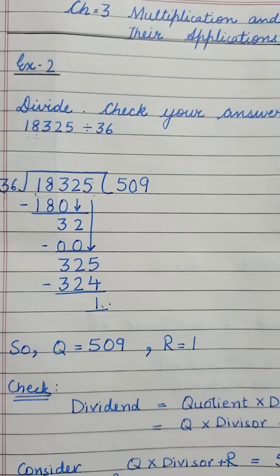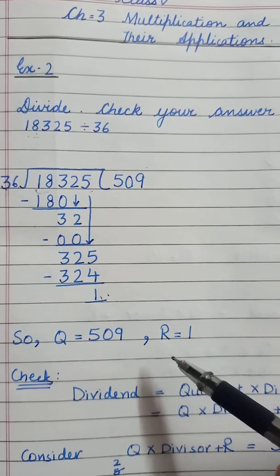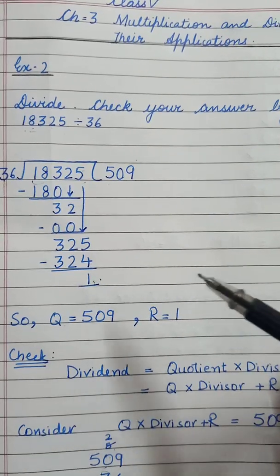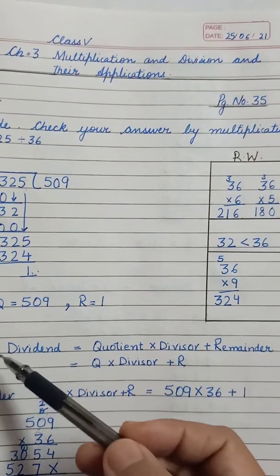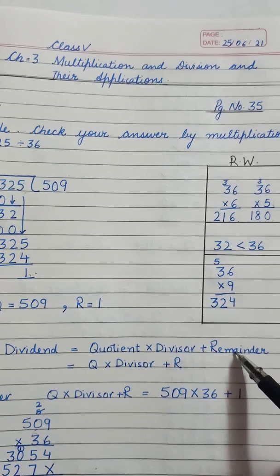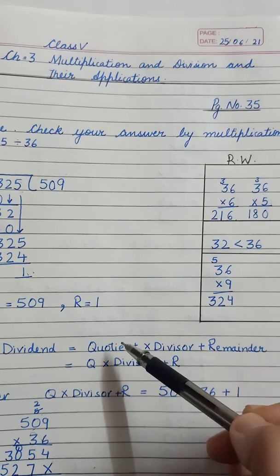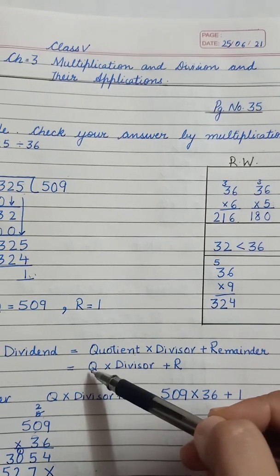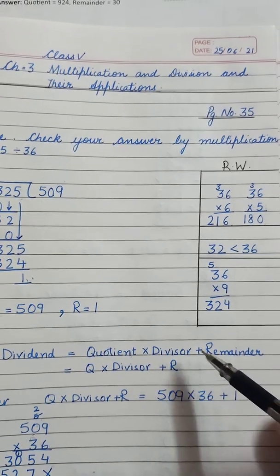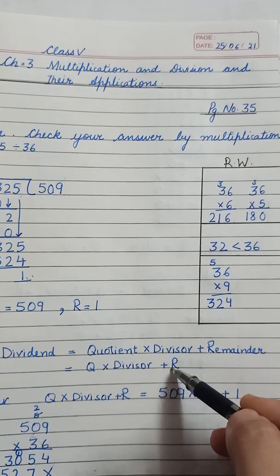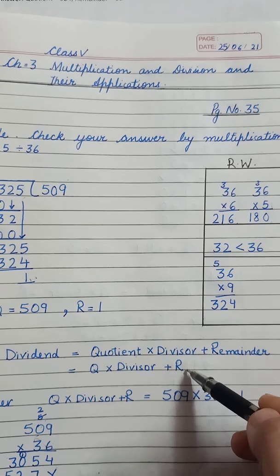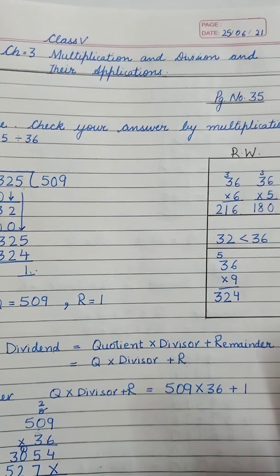Right? So our question does not finish here. We are to check our answer also. Right? How can we check? For that we know this formula: dividend is equal to quotient into divisor plus remainder. Now instead of writing the full words, I can also write Q and R instead of quotient and remainder. So we will consider this part. After doing the calculations, if you get your answer equal to the dividend, your purpose will be solved.